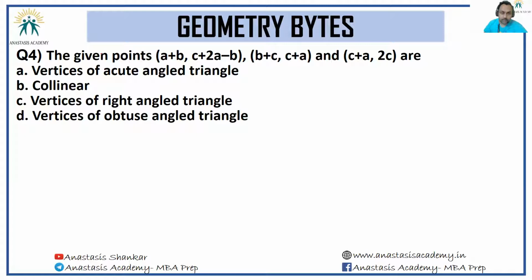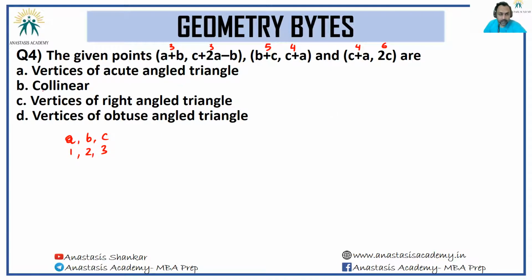Next one. The given points a plus b, c plus 2a minus b, b plus c, c plus a, and c plus a to c are vertices, and so on. Okay, painful question. Best thing to do here is let us assign values to them. If I had a, b, and c as 1, 2, and 3, then the points that I'm dealing with would be a plus b is 3, c plus 2a minus b would also be 3, b plus c would be 5, c plus a would be 4, c plus a would be 4, 2c would be 6.